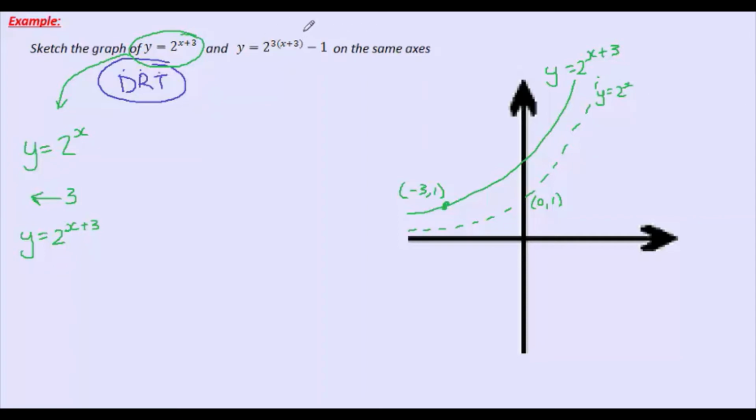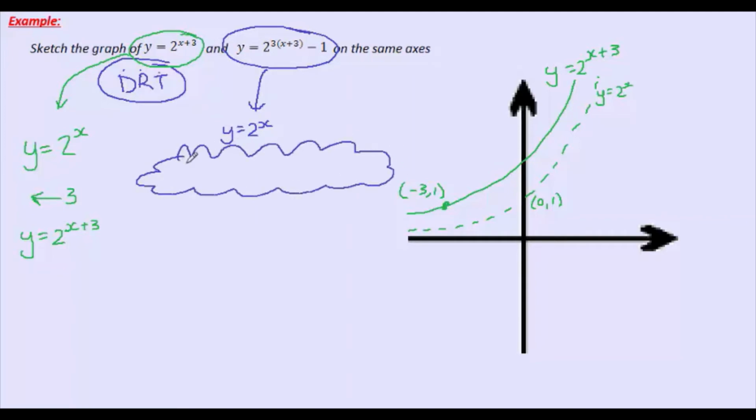Now let's look at our other function. This here, if we imagine that this started off as y equals 2 to the power of x, and then we keep in mind this idea that functions that have been transformed follow the basic formula of y equals a f(n(x minus h)) plus k. It seems here that my n is going to be 3, my h is -3, and my k is -1.